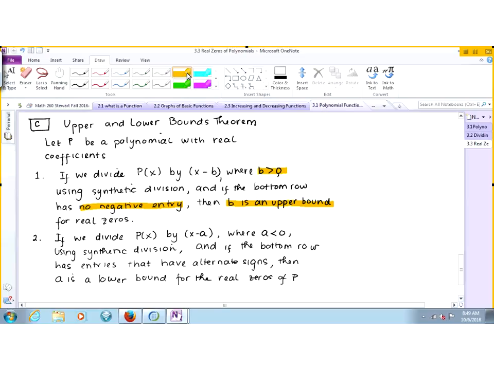So what about the 0? Well, if you need positive, you can consider 0 as positive. If you need negative, you could consider 0 as negative. So we're talking about A is less than 0. Bottom row has entries that have alternate signs. Lower bound. A is the lower bound.